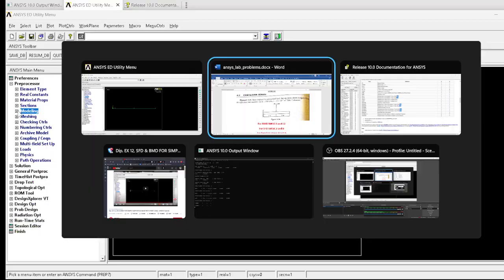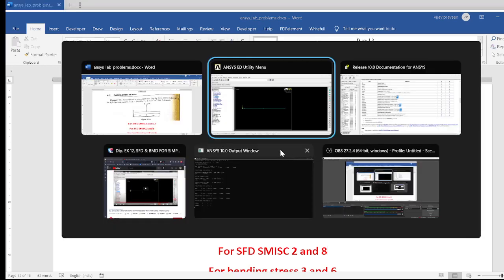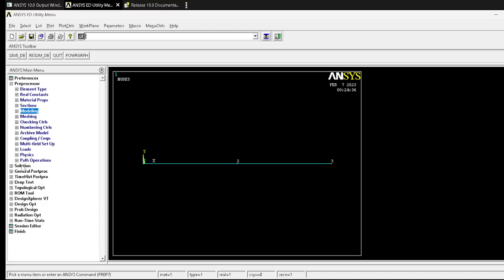Now we are moving to the important thing, boundary conditions. So in boundary conditions, we need to give fixed at this node 1, that is all degrees of freedom, and also at node 2 we need to apply a concentrated load in the downward direction. So let me give the same thing in the solution.